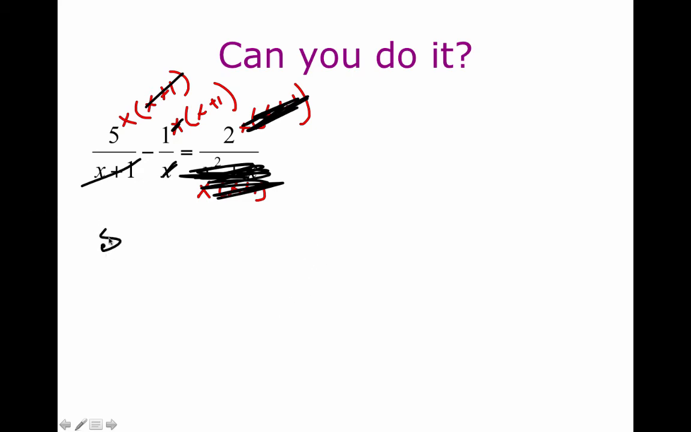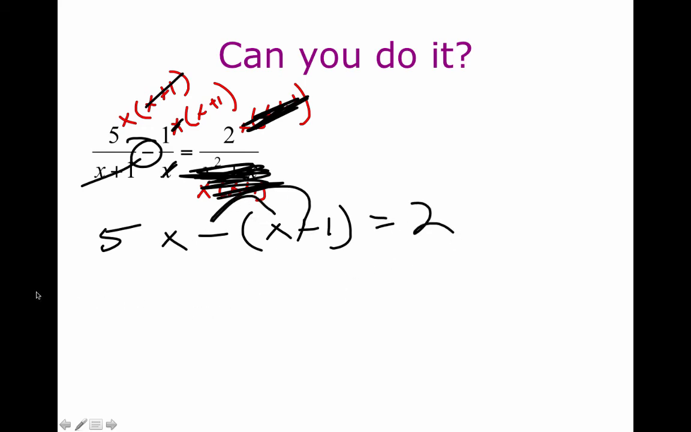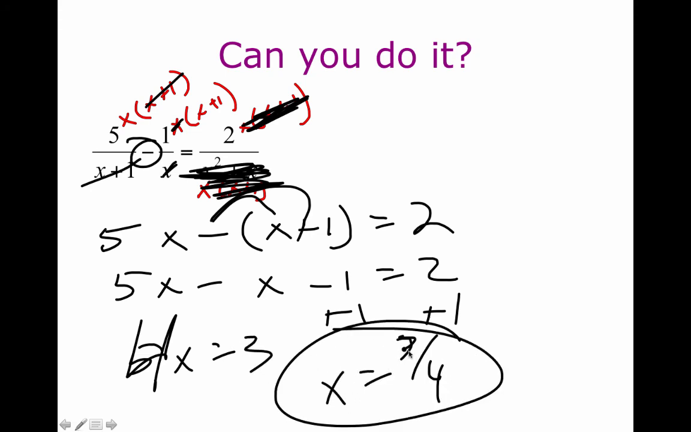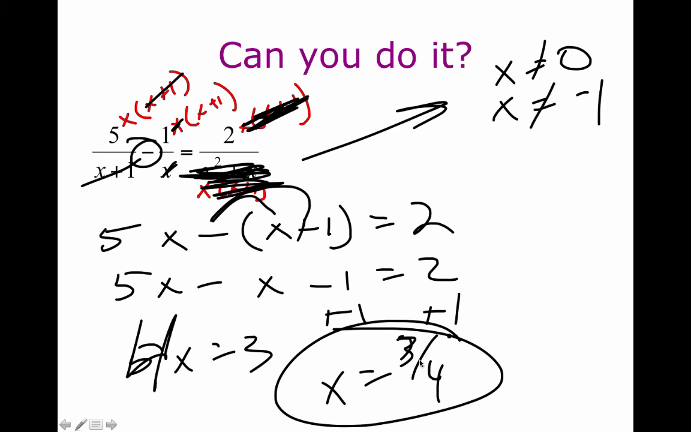And what do I have left? I have 5x minus x plus 1. Ooh, this minus sign could be tricky. Got to be careful. Going to have to distribute that minus sign. Distribute. Get 5x minus x minus 1 equals 2. Plus 1, plus 1. 5x minus 1, that's 4x equals 3. x is 3/4. Geez, I forgot again. Gotta go off to the side. x cannot be 0. x cannot be negative 1. But I got 3/4. You gotta watch out for these minus signs.